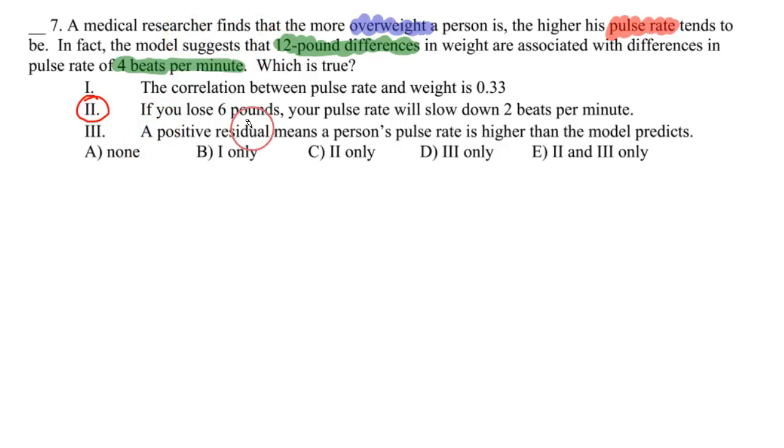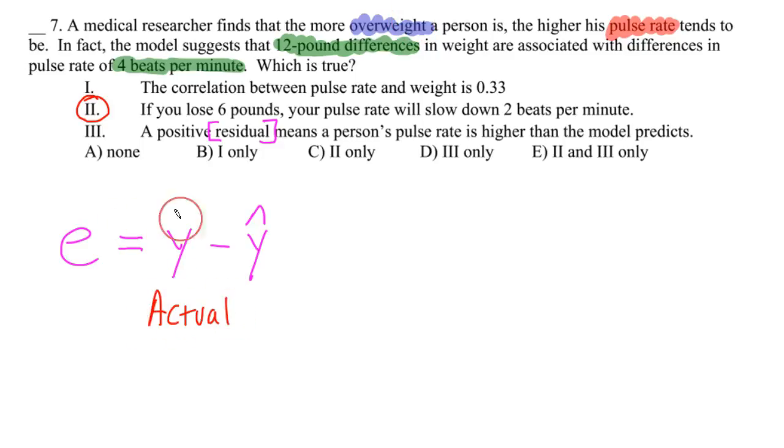Now, a positive residual means a person's pulse rate is higher than the model suggests. Well, as a reminder, very important that we remember, a residual means an error. And when we look at an error, the way that an error is calculated is we take the actual value minus the predicted value. So putting that in words again, it's the actual minus the predicted.